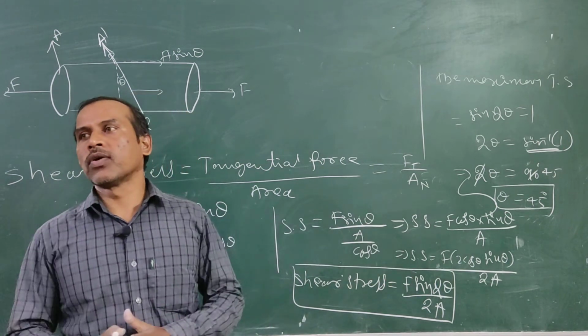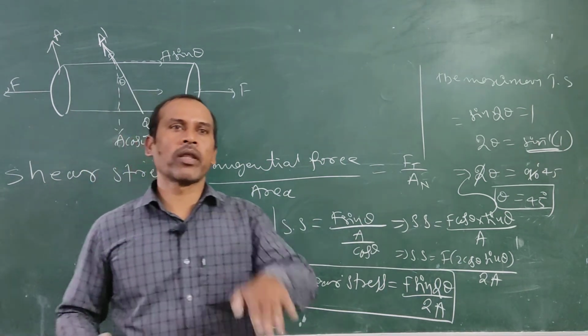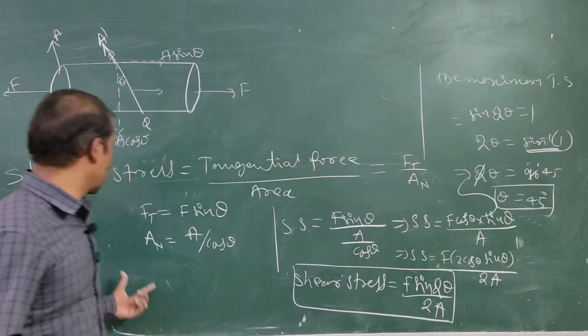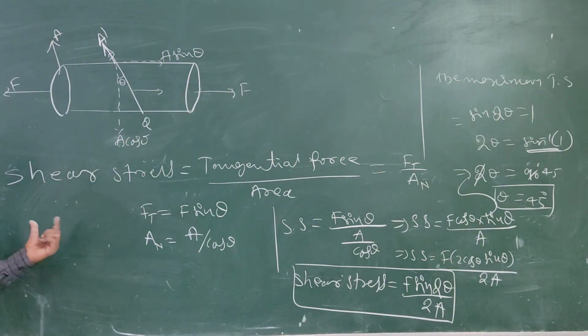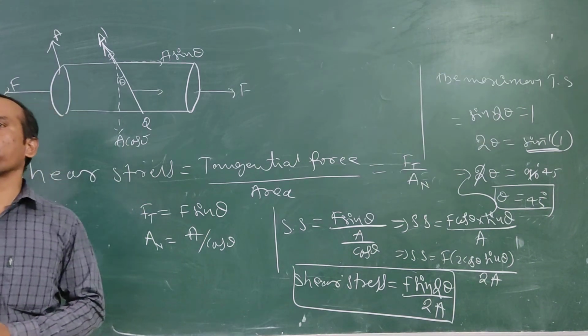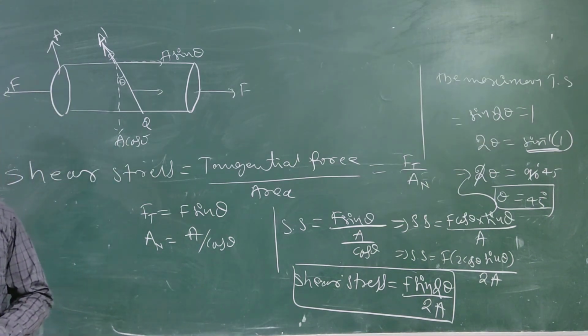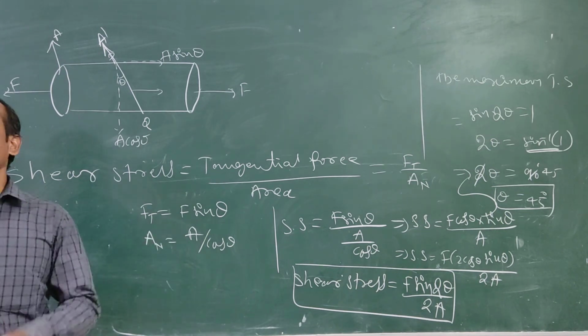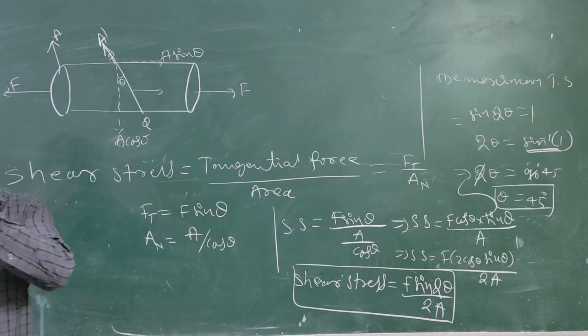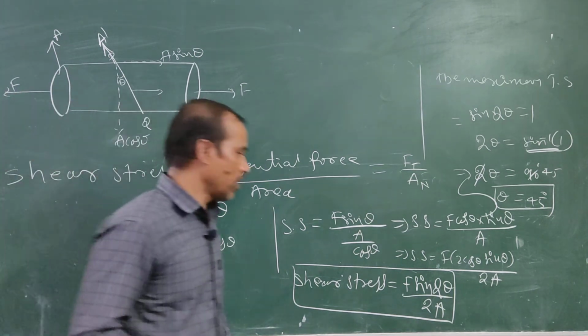So when theta is equal to 45 degrees, the shearing stress is maximum. Similarly, the tensile stress is maximum when theta is equal to 0. These two questions are very important in JEE Mains and NEET. Two questions, direct bits. Okay. Next one.